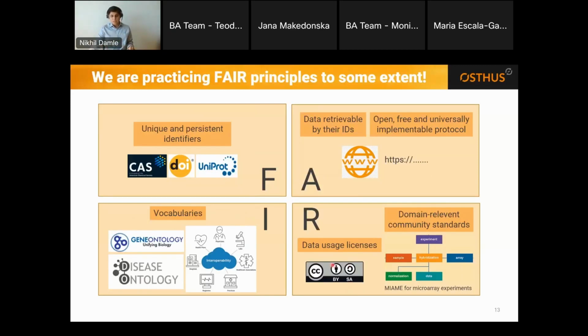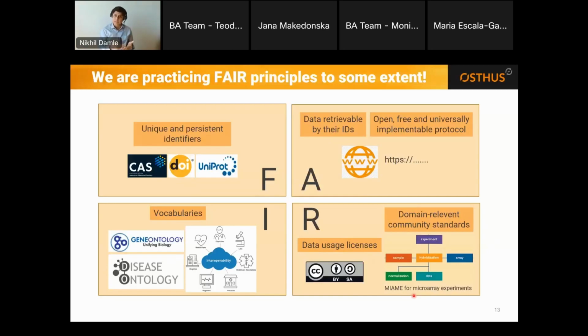Also, we are familiar with data usage licenses. Think about HBO, Amazon Prime Video of the world. And not just that, but we also have patents, technology transfer agreements or licenses of COVID-19 vaccines more recently to be reused across countries and continents. Similarly, we have domain-relevant community standards, for example, MIAME, the standard for reporting microarray experiments. All in all, we are using FAIR principles to a certain extent, but we are not there yet.